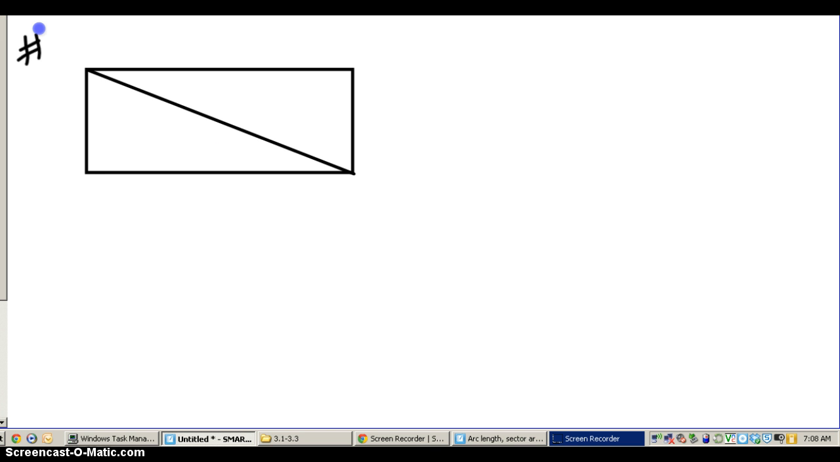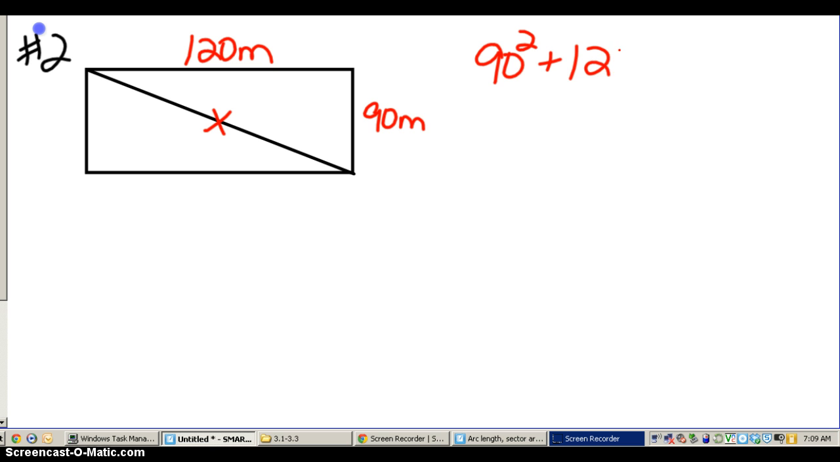Okay, in number 2 here, we have a rectangle, and our rectangle is 90 meters wide and 120 meters long. We need to find the length of the diagonal. So in other words, we need to be able to find the hypotenuse. So a leg squared plus a leg squared equals the hypotenuse squared. And if we notice, if we divide by 10, we have a 9, 12.